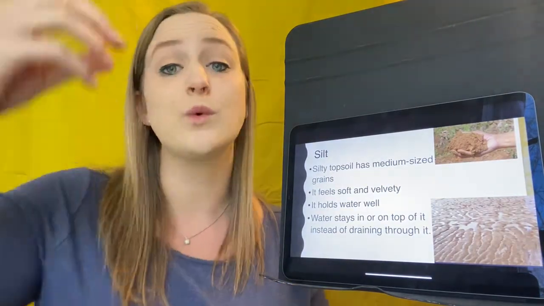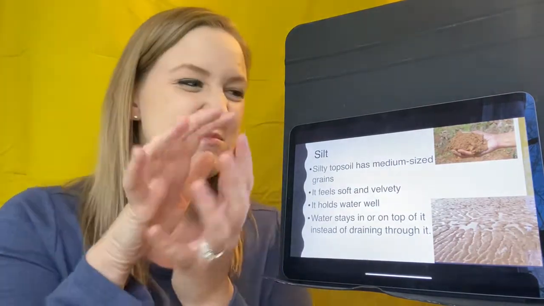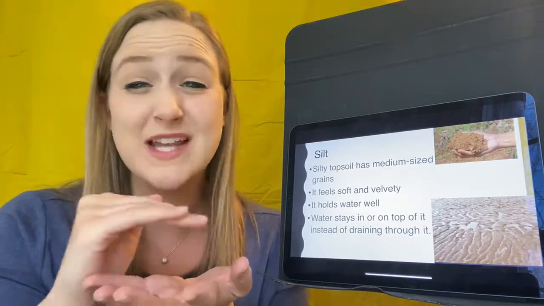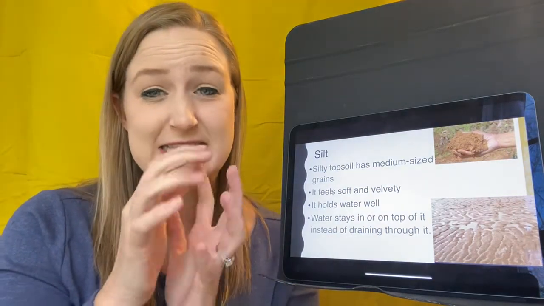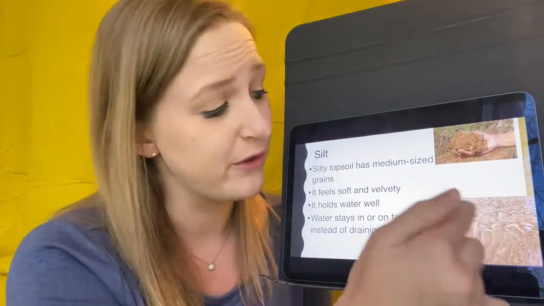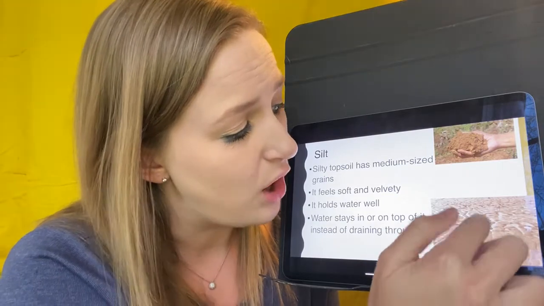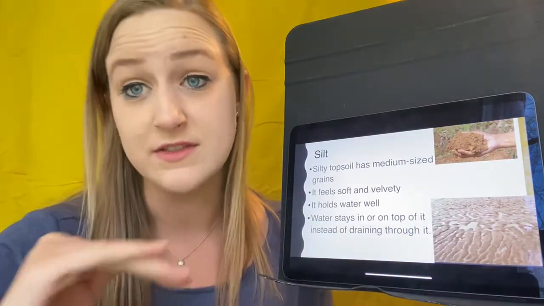With the sand, the water will go down and absorb into it, whereas with the silt, the smaller the pieces, the water's not really going to go through it very well. It's going to stay in it or stay right on top of it, as you can see in this picture. All those little jagged pieces you see right there, those are all water on top of the silt.